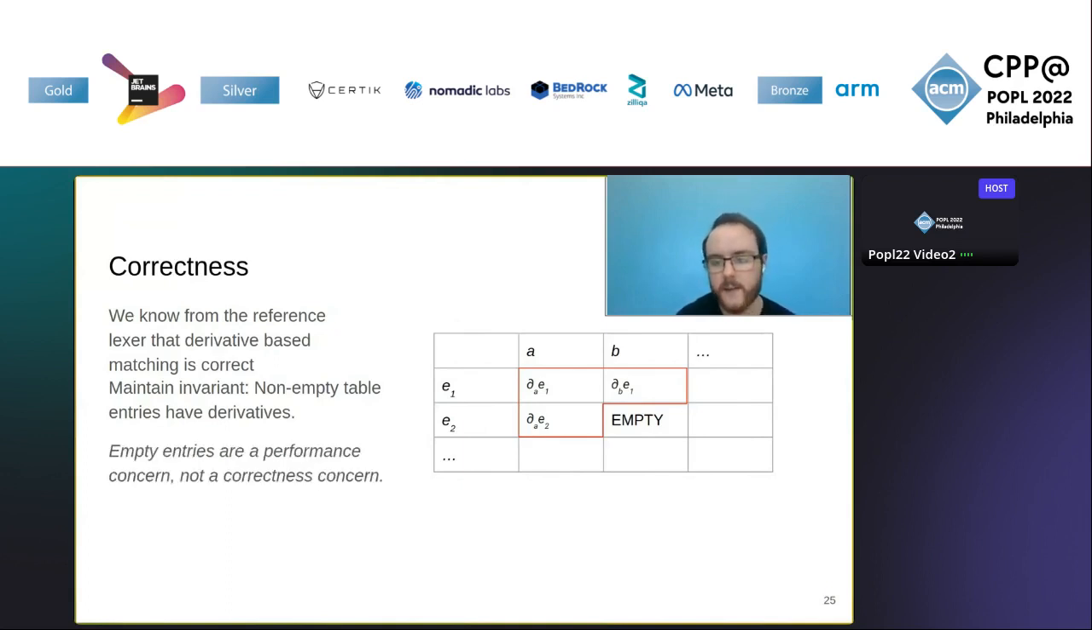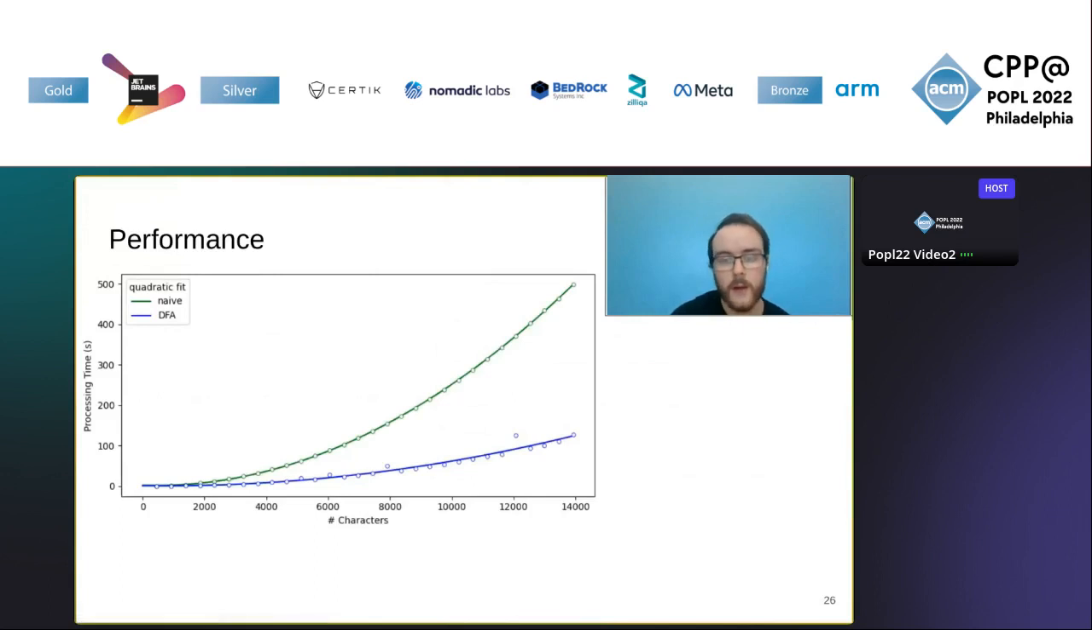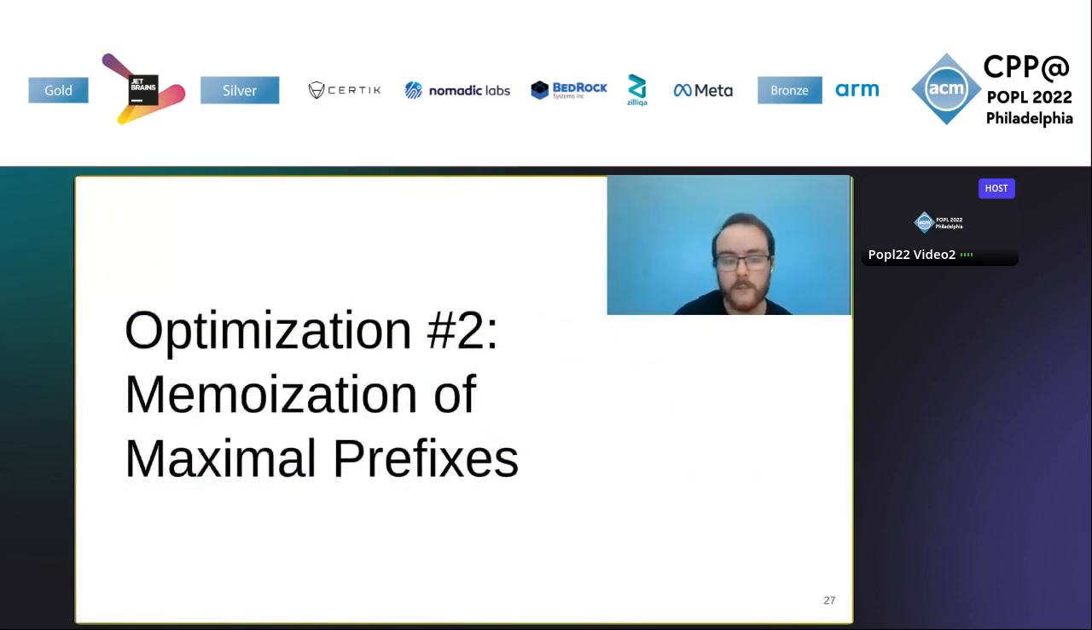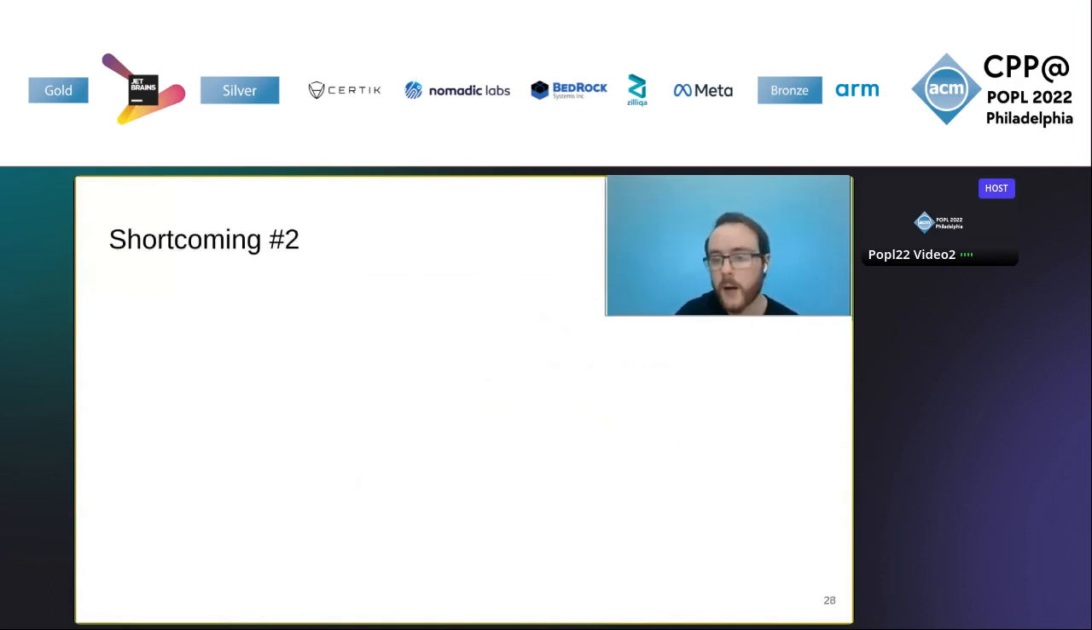And I want to emphasize that the situation where we have empty entries is a performance concern, not a correctness concern. And in all of our experiments, we didn't run into the situation where we had an empty entry. And as you can see, performance improved drastically. So now I'll tell you about the second optimization.